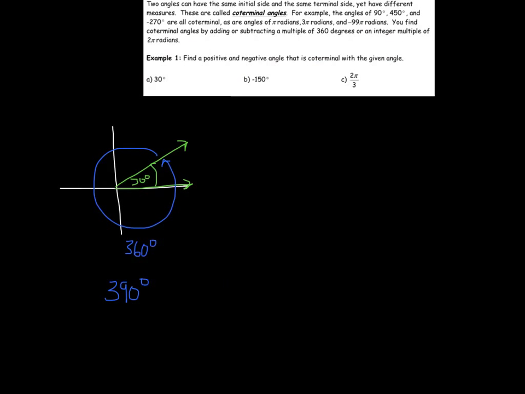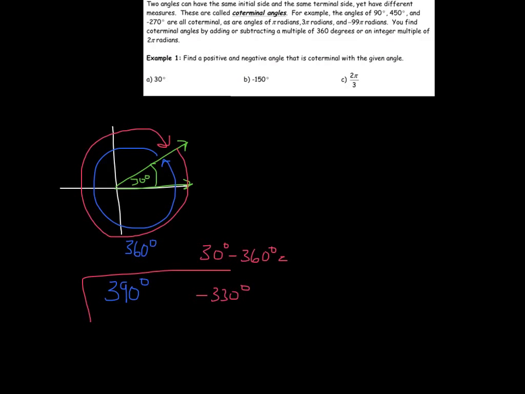Okay? But I can also rotate backwards. So I'm going to draw that in red. Now once again, if I rotate backwards, then that is a negative angle, and I just talked about that in the previous slide. That means I rotated negative 360 degrees. So what I need to do is take 30 degrees and subtract 360 degrees, and I end up getting negative 330 degrees. And that is actually the answer to letter A.